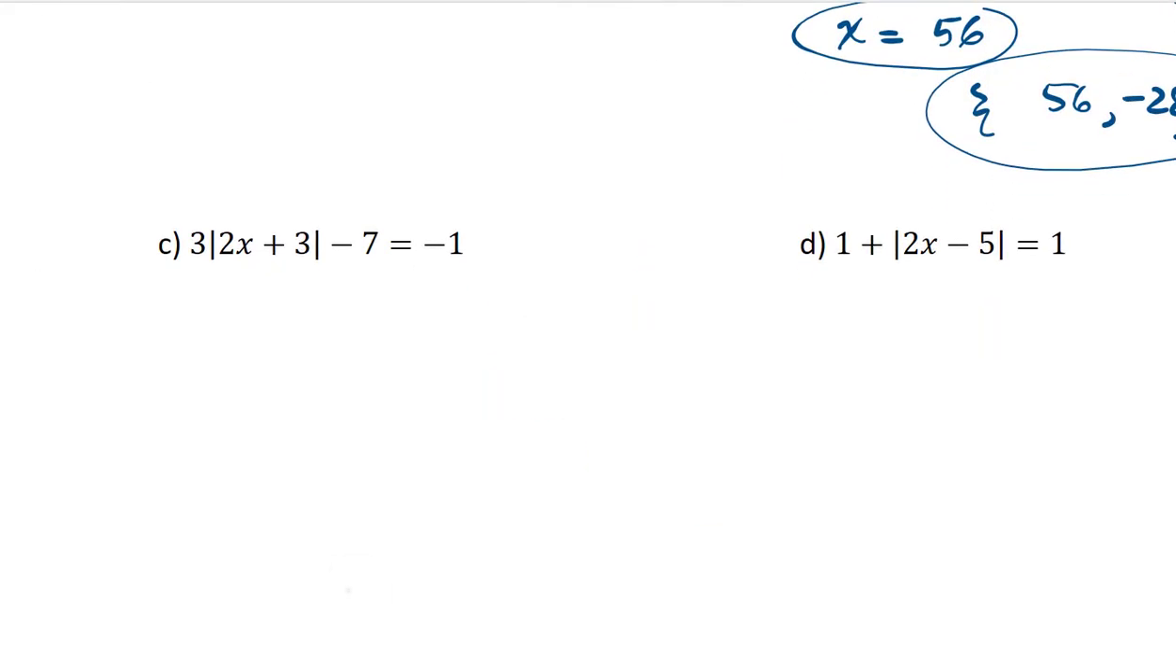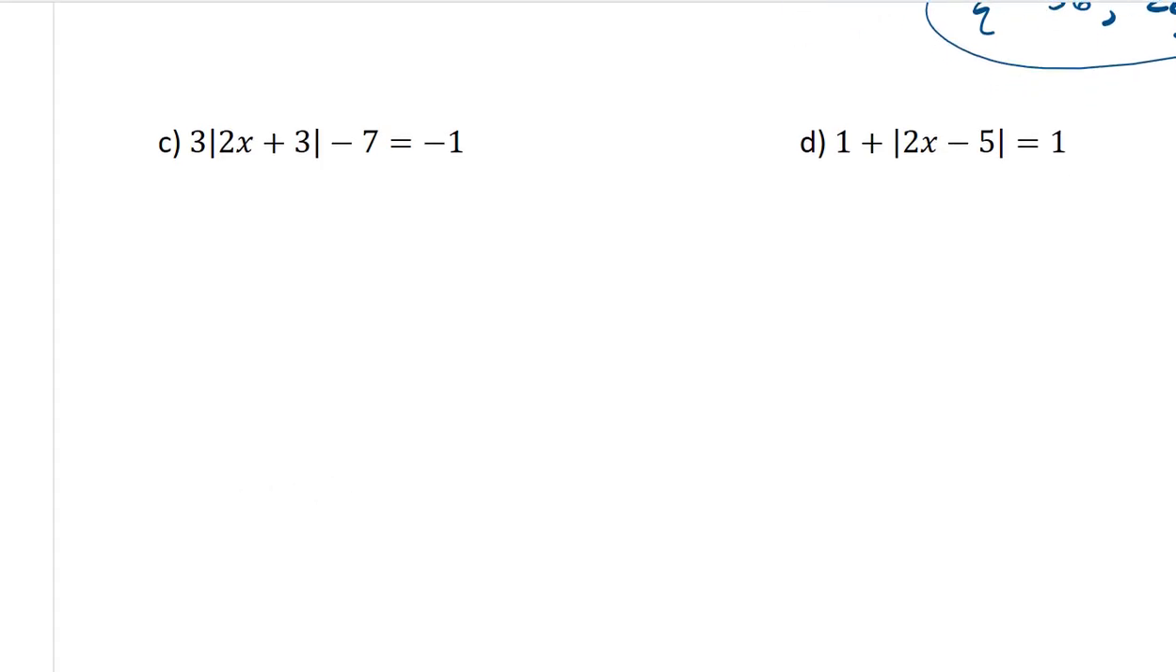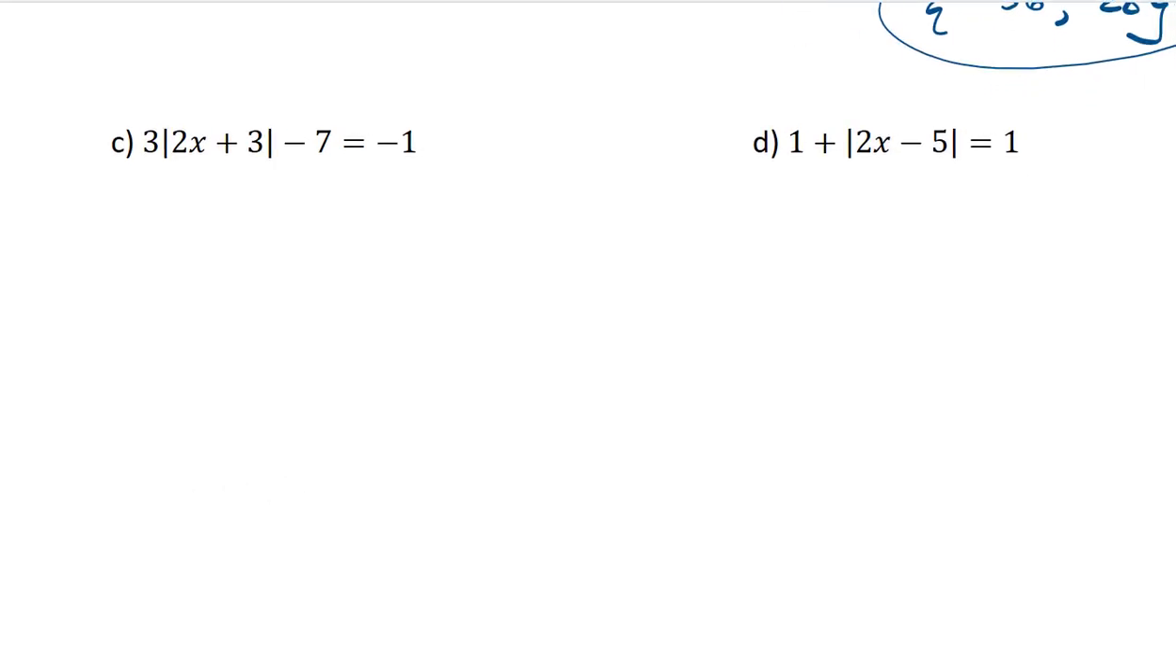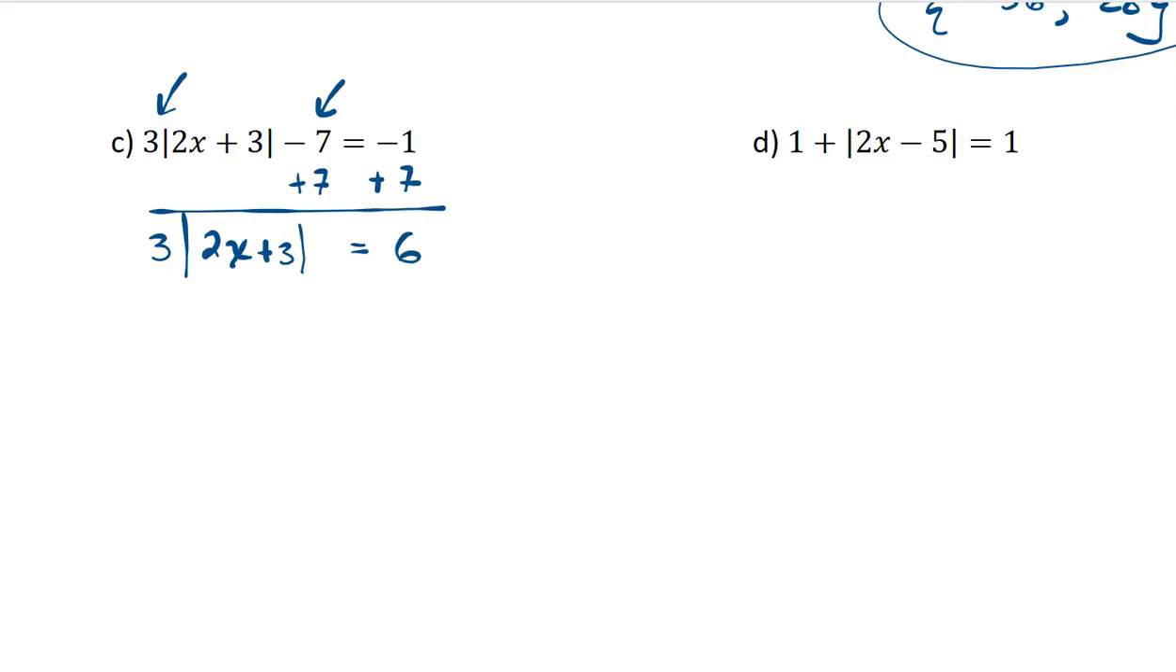Let's move on to the other two parts. On letter C, similar to part B, we want to start with isolating the absolute value term. So in other words, we're going to get rid of the 7 there and the coefficient 3. To get rid of a negative 7, we're going to add 7 to both sides. This simplifies into 3 times the absolute value of 2x plus 3 is now 6. Our next step then is to divide everything by 3.